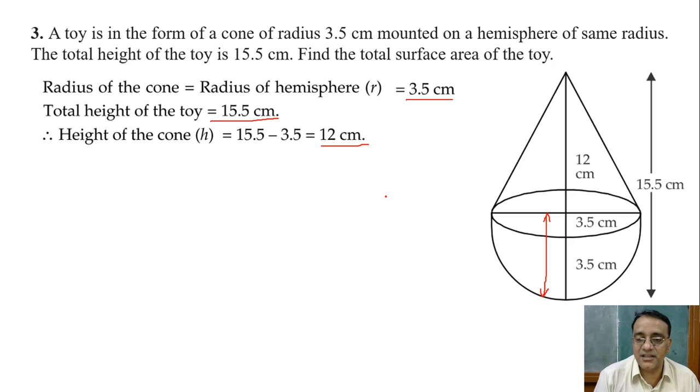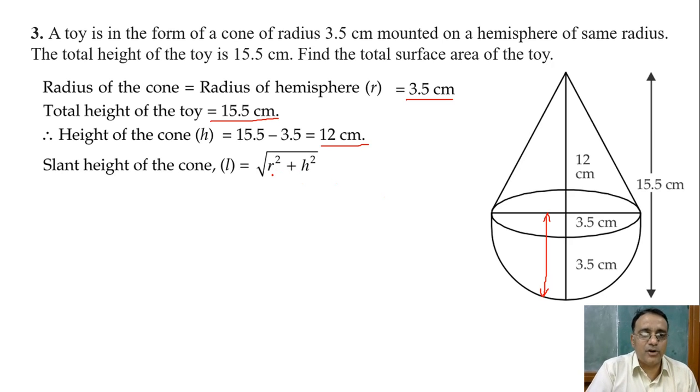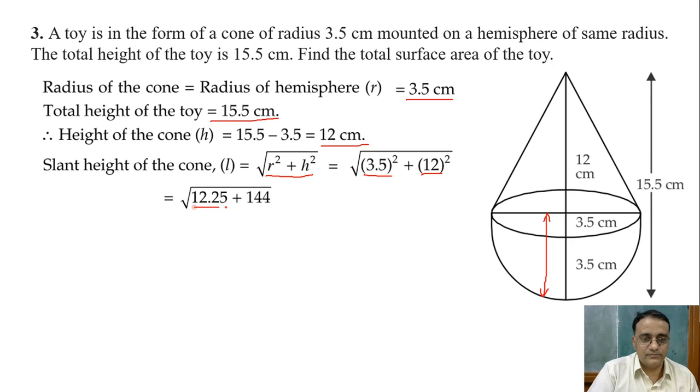Cone के लिए curved surface area में हम लोग को slant height चाहिए, L चाहिए. L is not given in the question, so we'll find slant height. The formula is square root of r square plus h square. That is 3.5 whole square plus 12 square. The square of 3.5 is 12.25 plus 144. 156.25 इसका square root होगा 12.5 centimeter. Now we got the value of L.